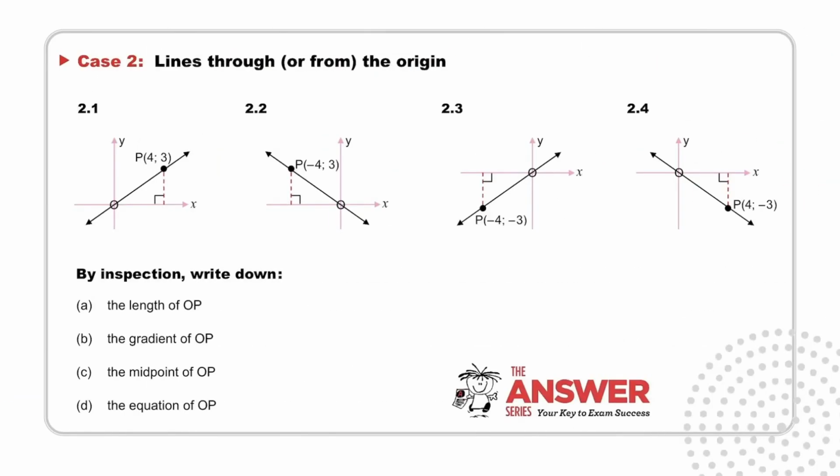Case 2. Lines through or from the origin. Note the coordinates of the points in each of the 4 cases, and then note the horizontal and vertical lengths. As for case 1, we will by inspection write down the length of OP, the gradient of OP, the midpoint of OP, and the equation of OP.